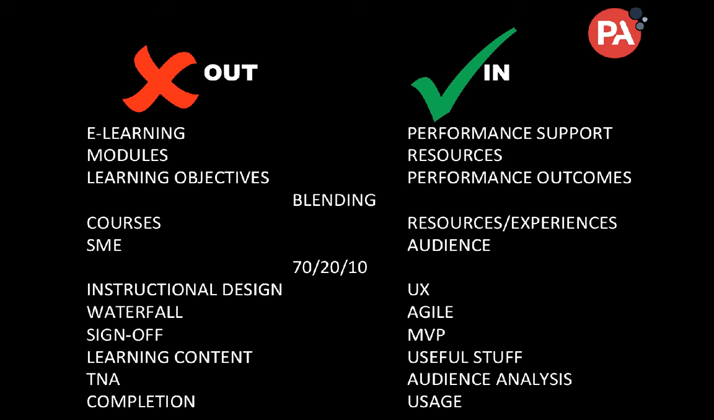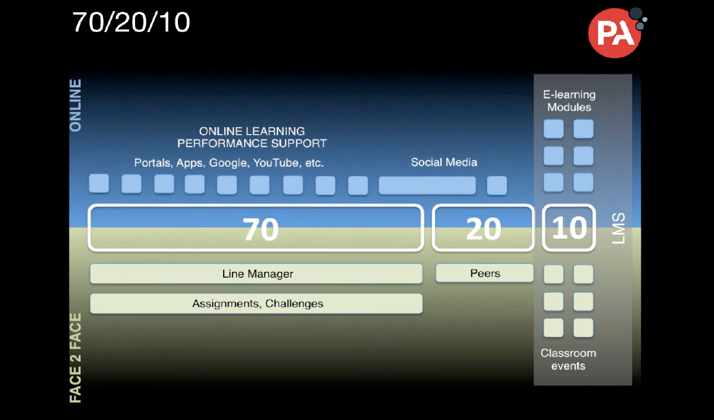In fact, people tend not to actually use learning content just because it's called learning. They assume that because it's called learning, it will be useless, which is a rather sad reflection of where we got to. So instead of learning content, erase learning, put useful stuff instead. T&A, training needs analysis, not so much. Audience analysis, yes. Completion, maybe if you're in the regulatory space, but if you're really interested in learning and resources, then usage is much better.